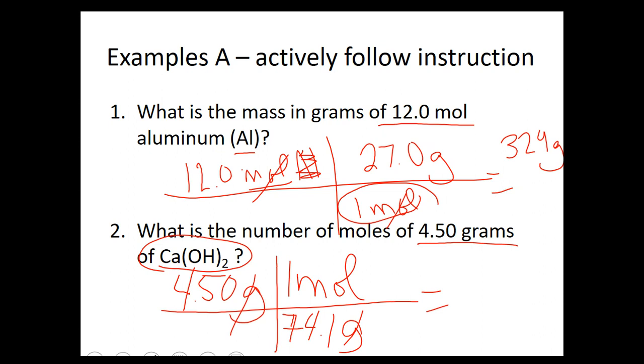And now because my 74.1 is at the bottom, now I know I need to divide. So 4.50 divided by 74.1 gives us 0.06, and you could round that, 0.061, and my unit is mole.